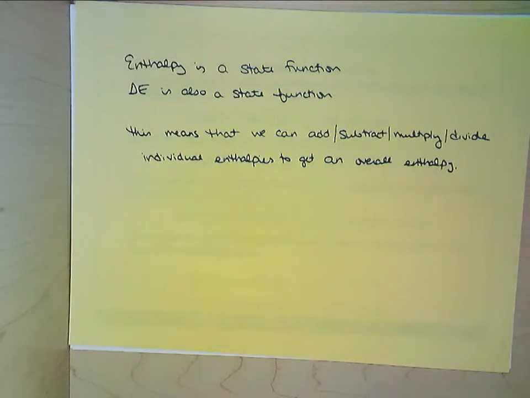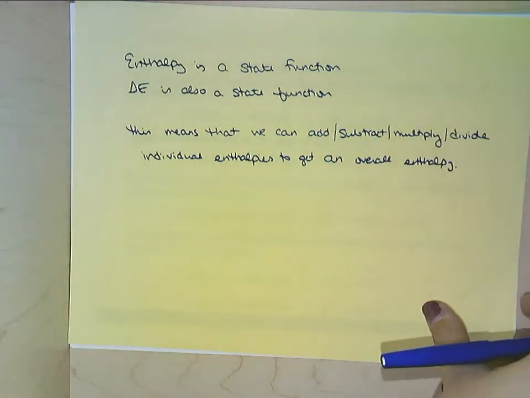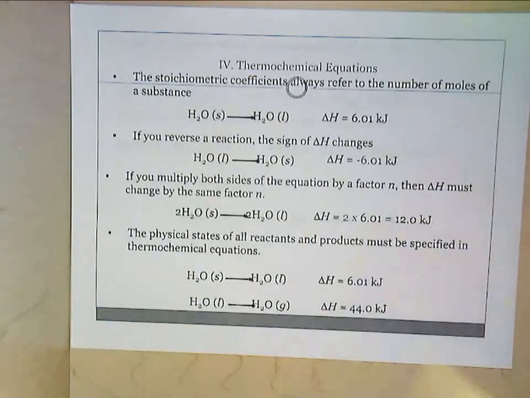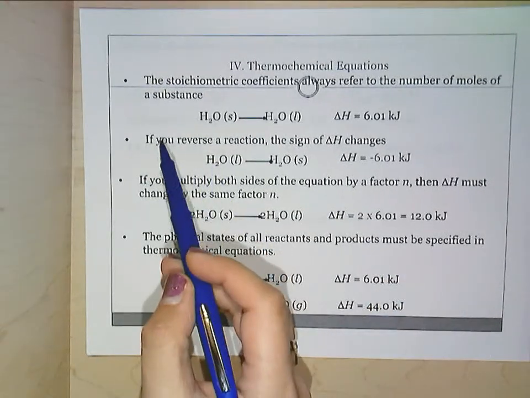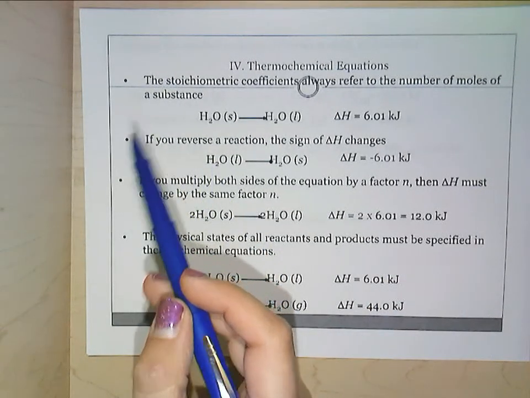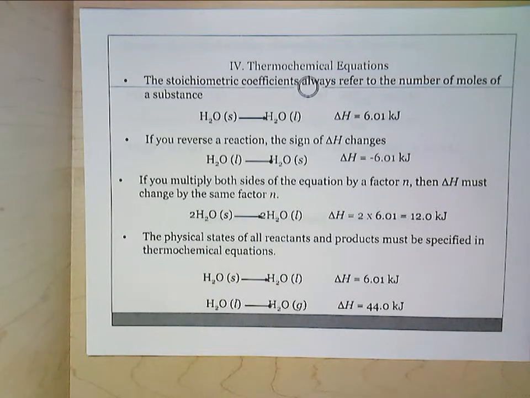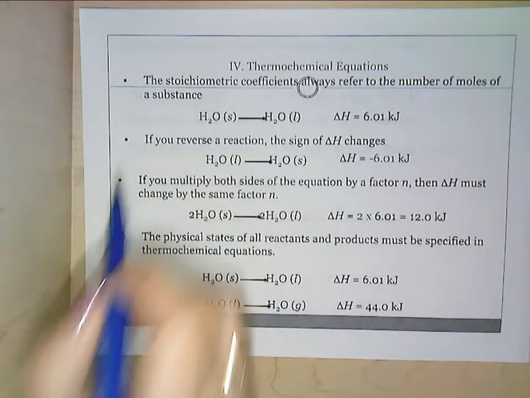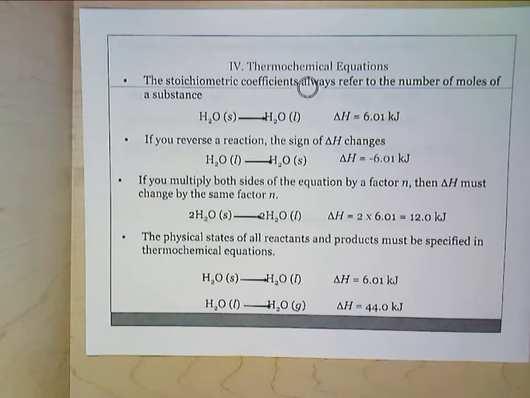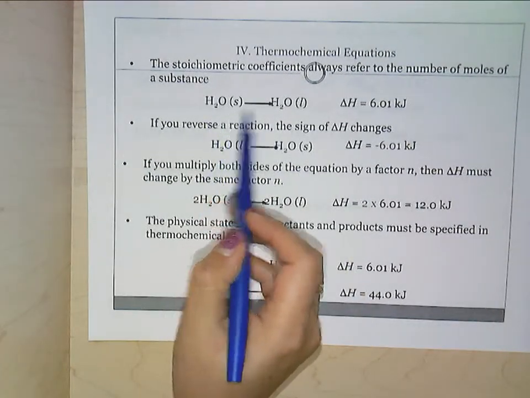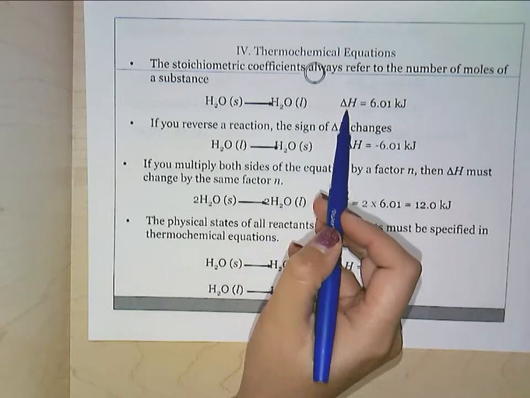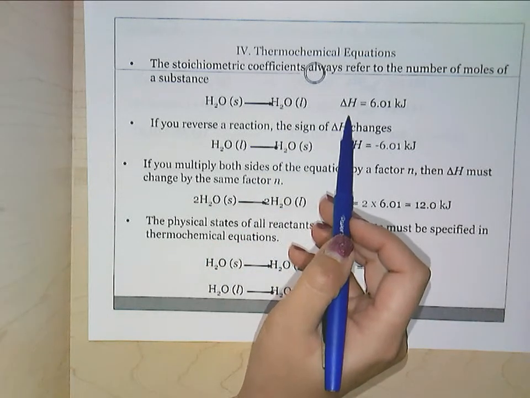There are a few rules to the math we use with enthalpy, which, if you have your PowerPoint, are all laid out here. We're going to walk through them and then do some examples. The stoichiometric coefficients always refer to the number of moles of a substance. That's just a general true statement. The big number in front, if I had two H2Os, would be 2 moles or 2 molecules. In this case, I have water in its solid state going to water in its liquid state. The enthalpy of that reaction is about 6 kilojoules.